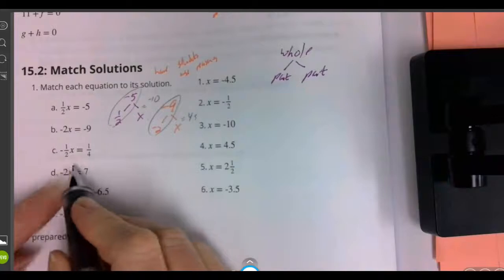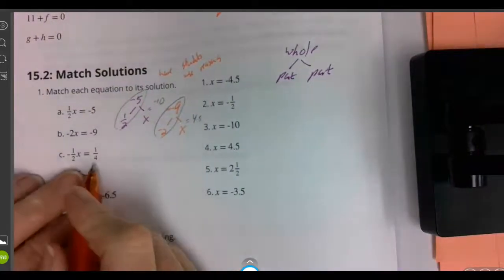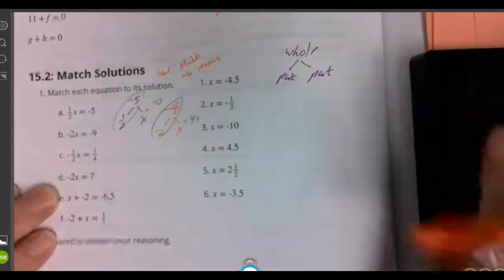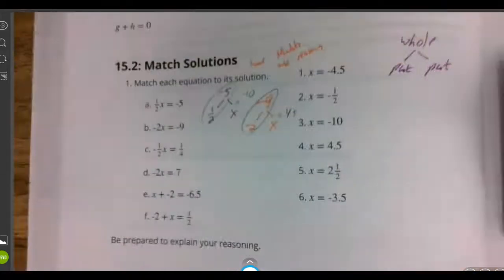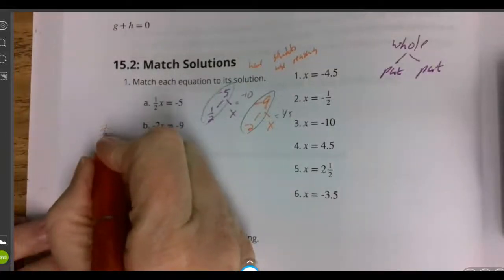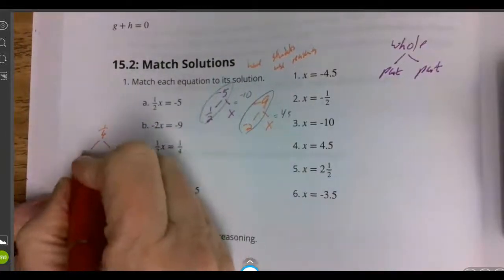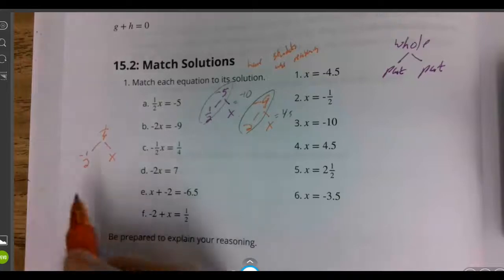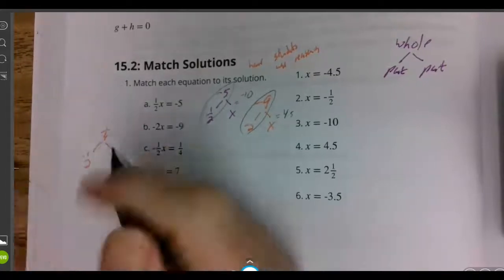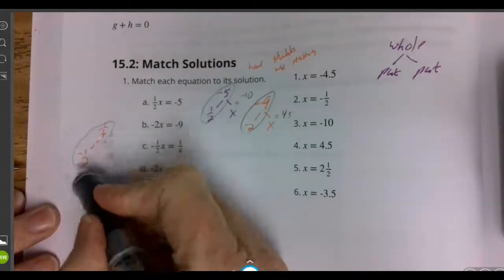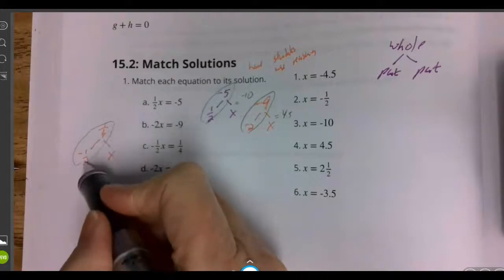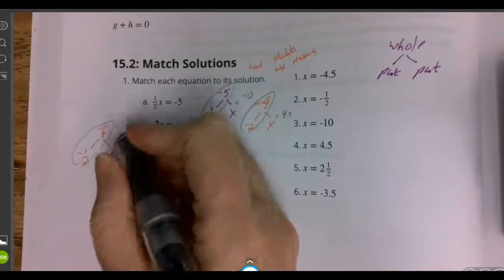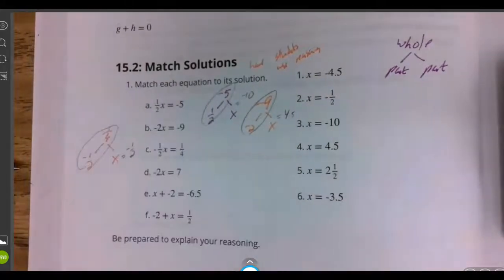Okay, look at this one. That one looks even more challenging. But what's the whole part? The whole is 1/4. The parts are -1/2 and x. Okay, so this is being multiplied, therefore I can divide right here. So 1/4 divided by -1/2, that's going to give me a -1/2.